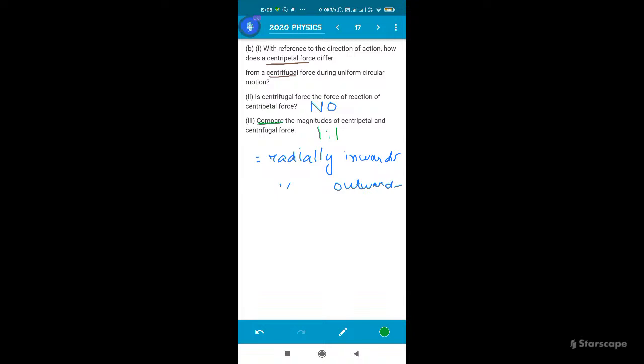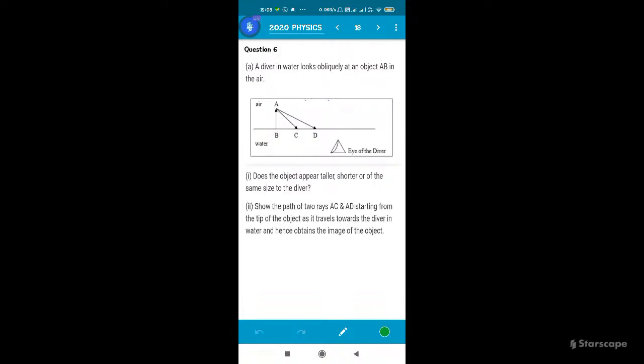It is from the chapter Machines, block and tackle system, which has been removed now. So I have skipped it. Let's move on to another question over here.